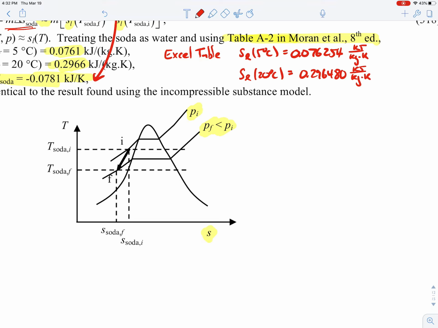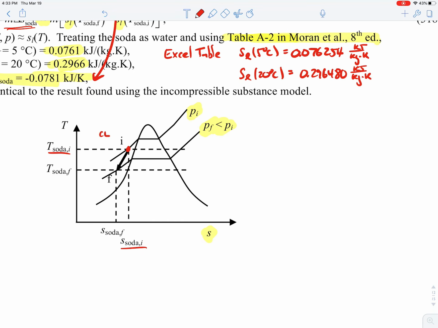But we start with our initial state right here. We have our initial soda temperature and our initial specific entropy. It's a compressed liquid, so that's why I'm in the compressed liquid part of the diagram. So we're just off to the left of the vapor dome. And then we go to our final soda temperature, which is a smaller temperature. So we've moved down this way, because the initial soda temperature is 20 degrees C. Our final soda temperature is 5 degrees C. So we've moved down. And because we've drawn some heat out of our soda, the specific entropy of the soda has decreased.